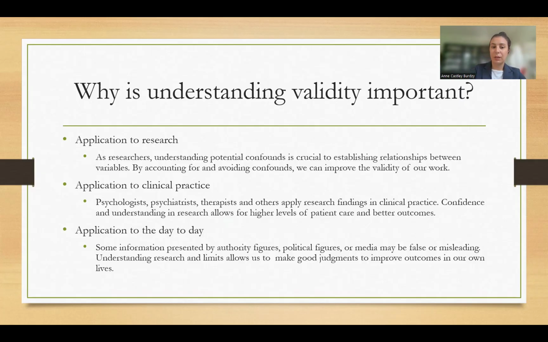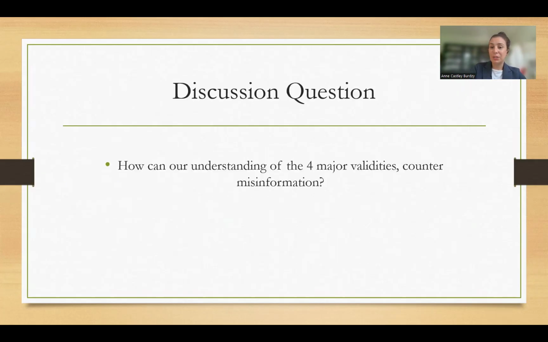Which leads me to a discussion question, which is something I would normally pose to the class. Obviously, this is just a demo, so I'll just talk about potential things that we could discuss. How does our understanding of the four major validities counter misinformation? In this global age of a lot of misinformation, where people are saying things and trying to get likes and clicks, how do we parse that out and make good informed decisions for ourselves, and use our understanding of what validity looks like to counter all of that misinformation? So hopefully that would be a lively discussion for the students.